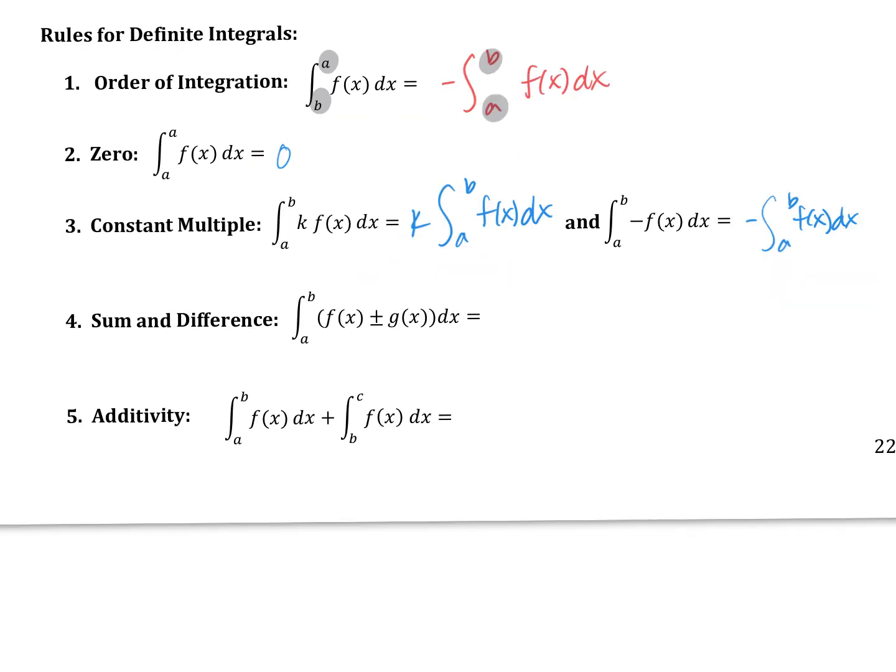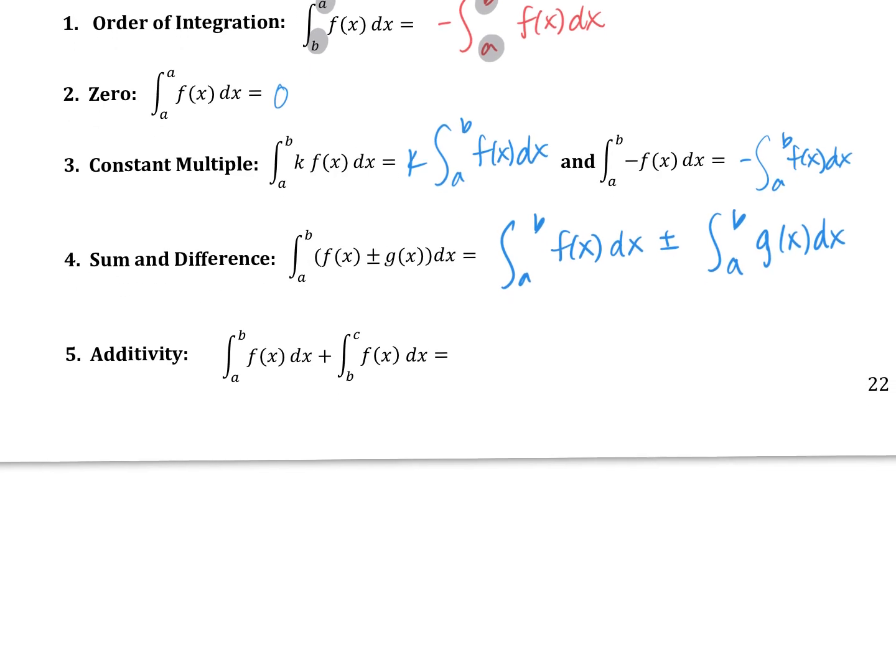Okay, if you're given two different functions that we've got integrals for, you can separate these into two different integrals. So we could say, all right, I could just find one area, f of x, and then add or subtract the other area from A to B of g of x. We can break them apart.